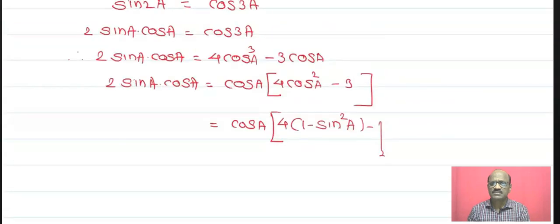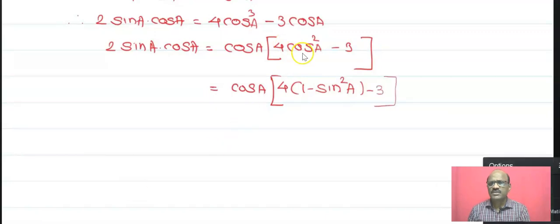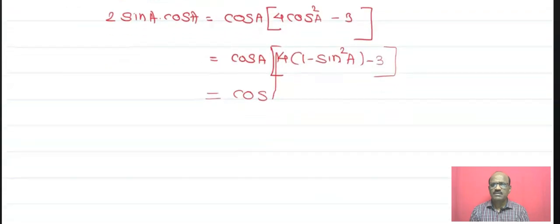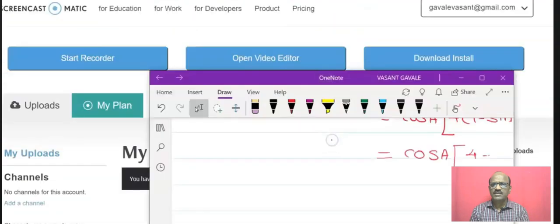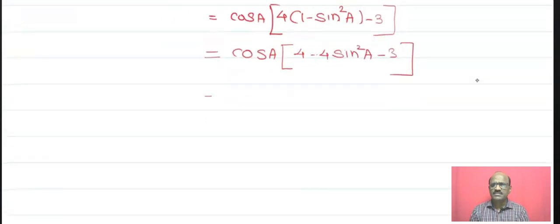See this here. Cos square A is written as 1 minus sine square A, the identity we have used here. Now on both sides there is cos A and cos A, and we can cancel it. Therefore cos A times 4 minus 4 sine square A minus 3, that is cos A in the bracket 1 minus 4 sine square A, bracket complete.